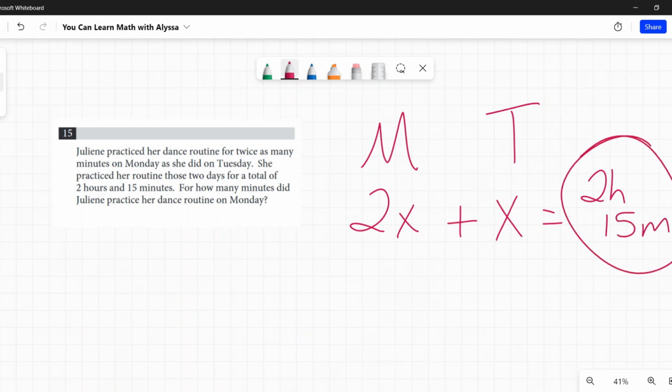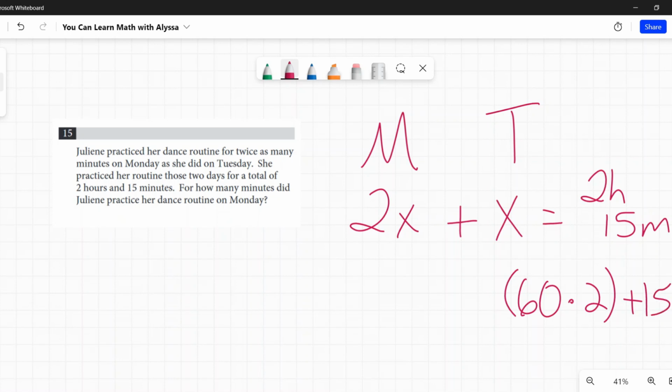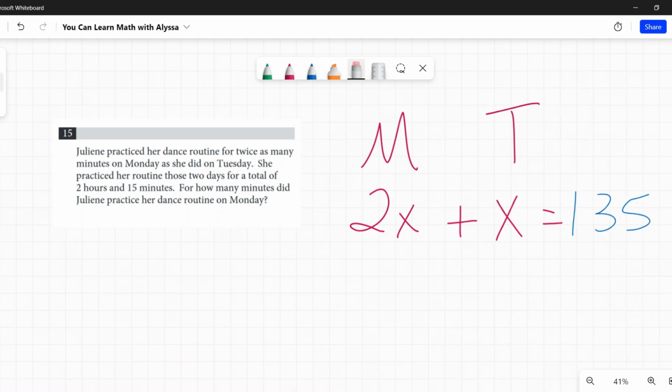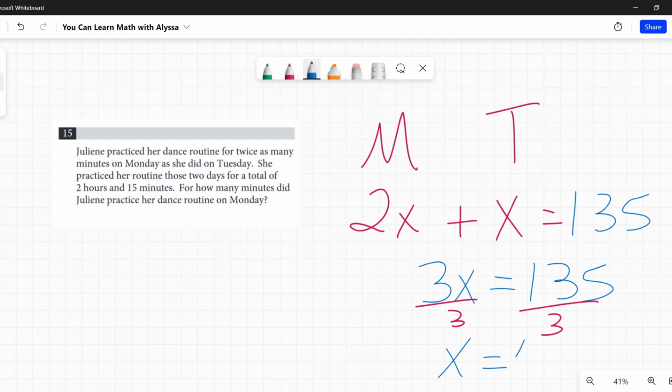To make this easier to solve, I want to convert this into just straight minutes. So there are 60 minutes in an hour, so I want to multiply that by 2 and then add that 15. 60 times 2 is 120, plus 15 gives me 135 minutes. So I'm going to replace this with 135. Okay, so on the left side I have 2x plus x, that's 3x, equals 135. I need to divide both sides by 3. So 135 divided by 3 is 45.